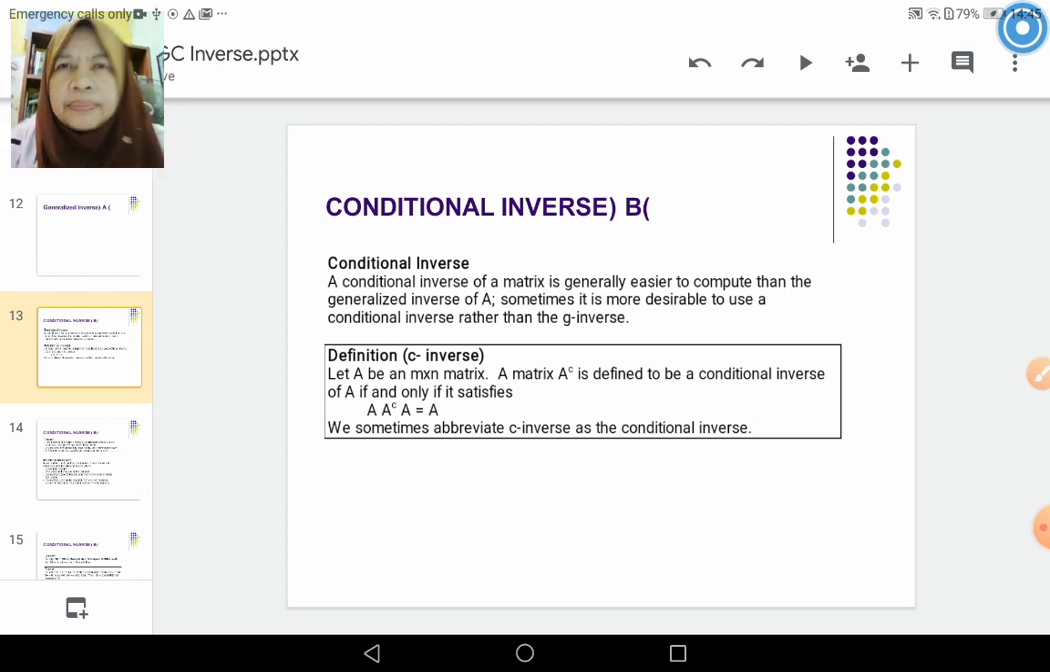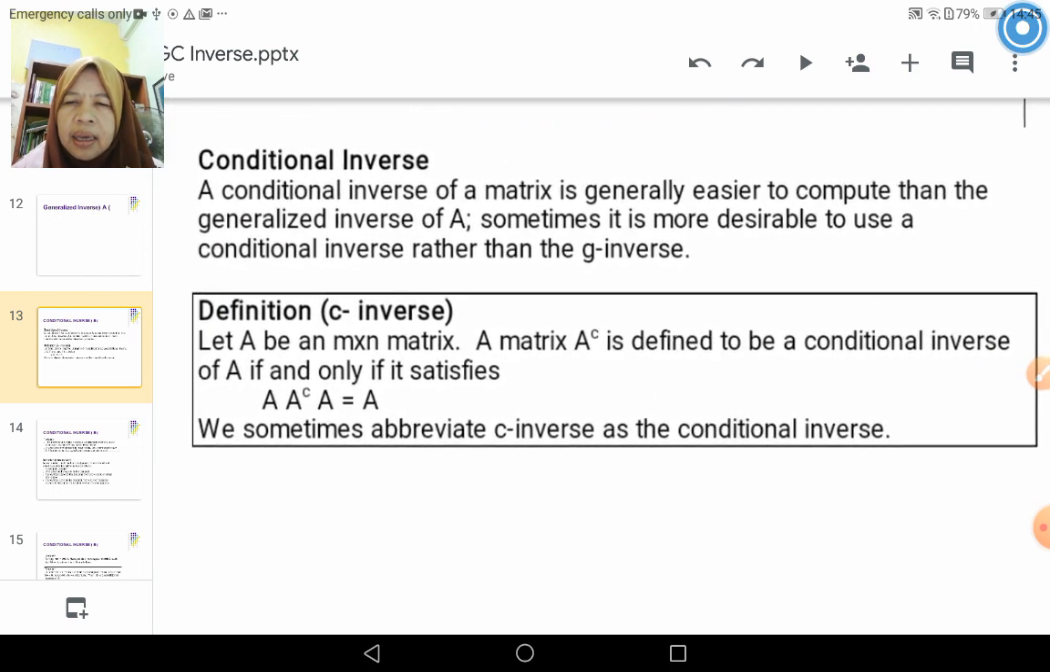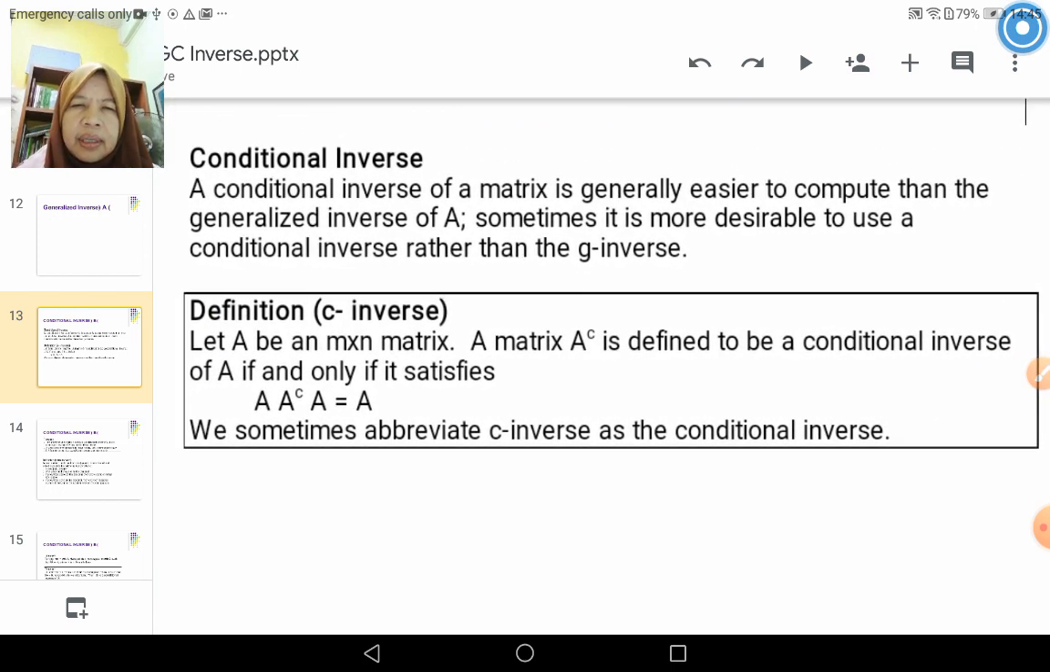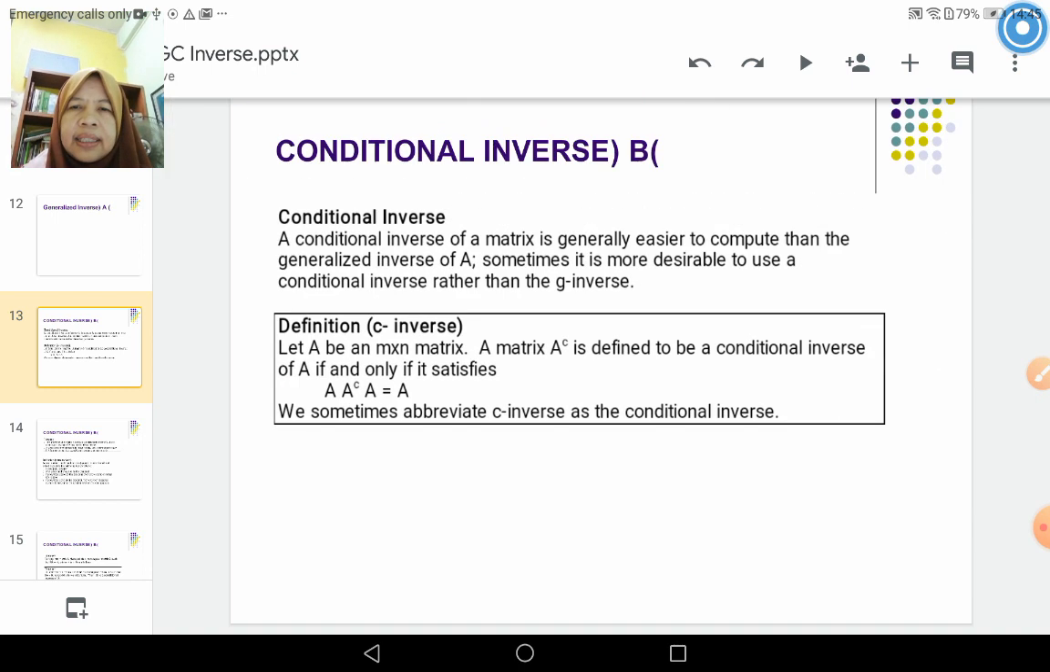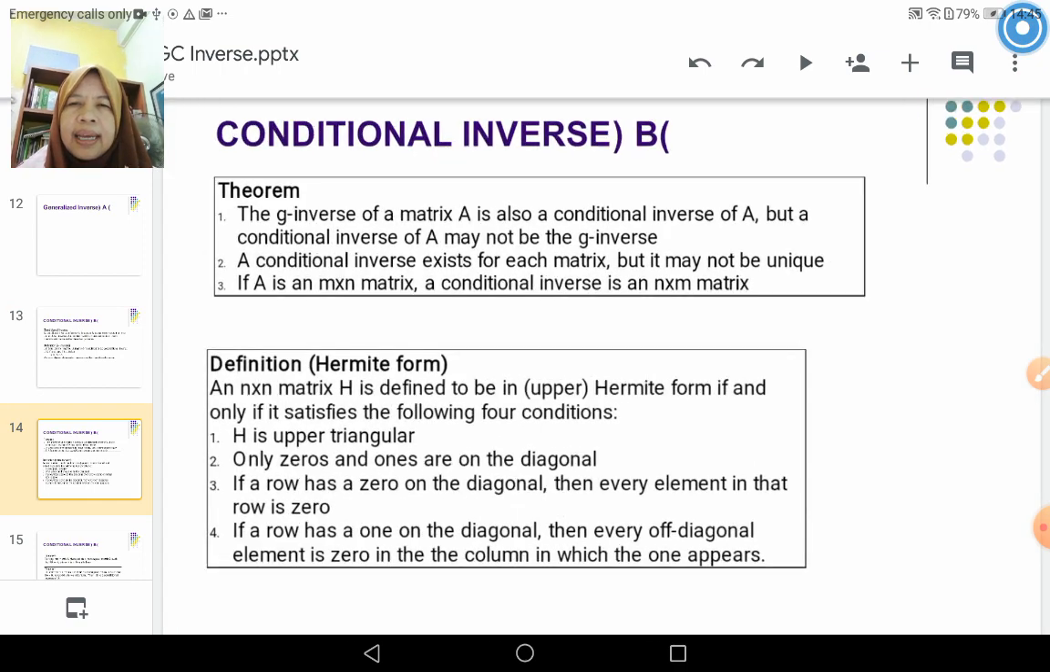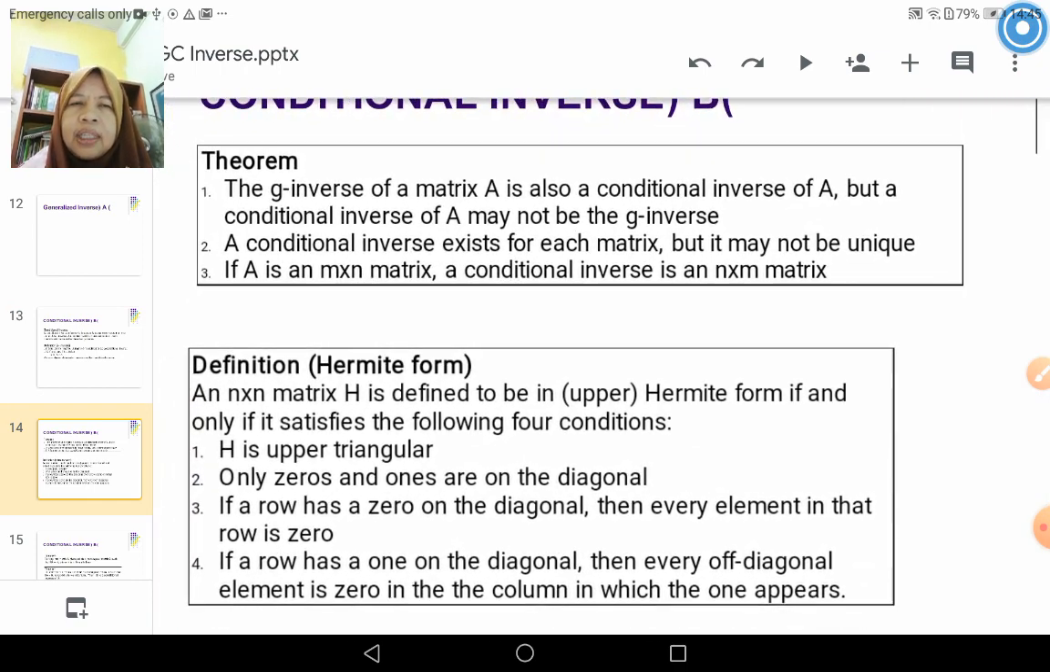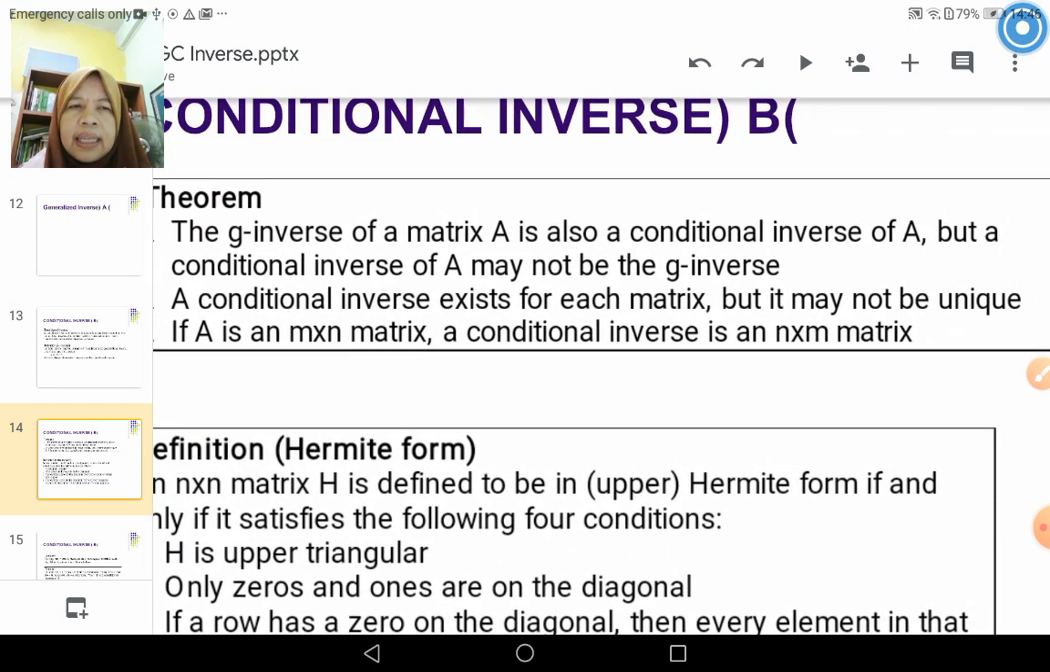So we have A, a conditional inverse, times A equals A. This we have studied before. And then you must know the theorems. We have 3 theorems here. The first theorem: the G inverse of a matrix A is also a conditional inverse of A, but a conditional inverse of A may not be the G inverse.